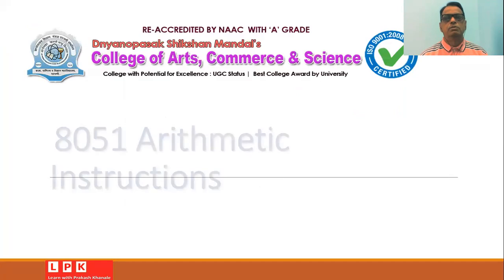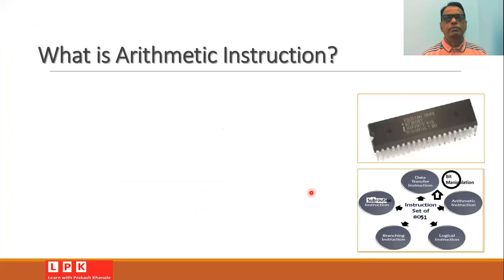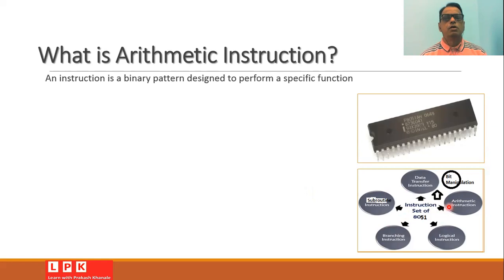So let us start the session with the question: what do we mean by the different arithmetic instructions for the microcontroller 8051? We know that the microcontroller unit 8051 has a set of instructions, and these instructions can be classified into different categories such as data transfer, arithmetic, logical, branching, subroutine, and bit manipulation. In this session, we are going to discuss the arithmetic instructions for the microcontroller 8051.